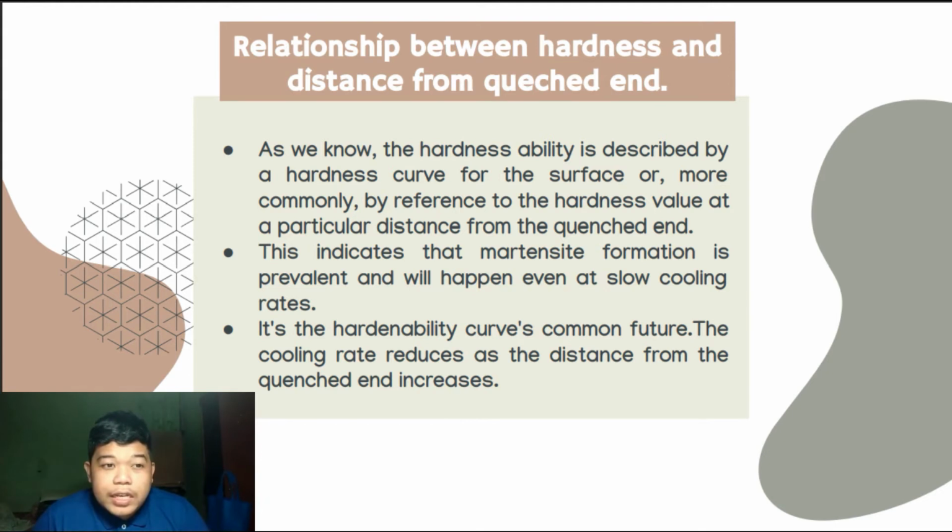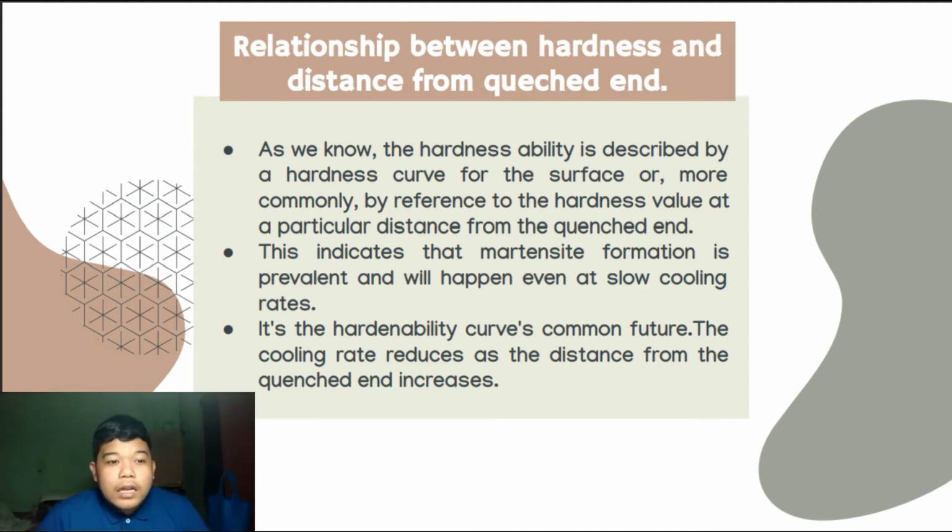This indicates that martensite formation is prevalent and will happen even at slow cooling rates. Cooling rates will be highest at the end of the bar and decrease as one moves away from the end. A material that retains higher hardness value over a relatively long distance is considered higher hardenable.